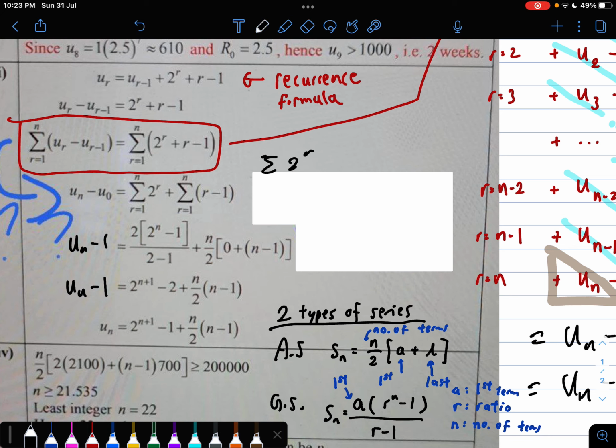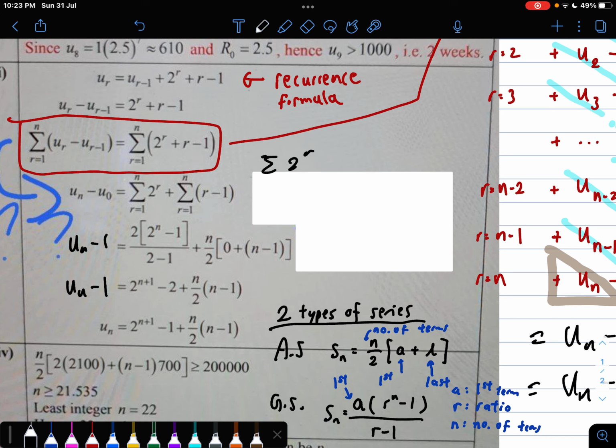Okay, so now that you have identified the a, the r, the n, then you just need to sub into the formula: a, r, n, and r again. That's how you get the first formula here, the geometric series formula. Then how about if I just want to look at the arithmetic series now.